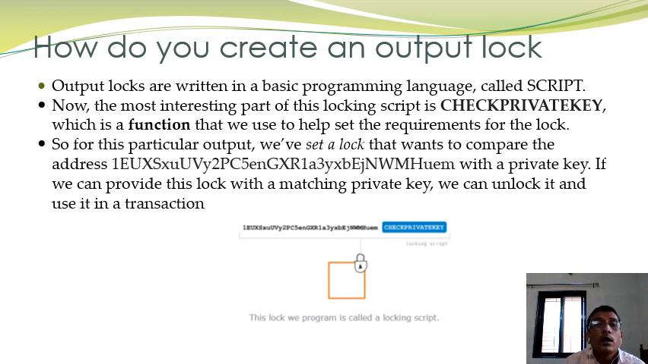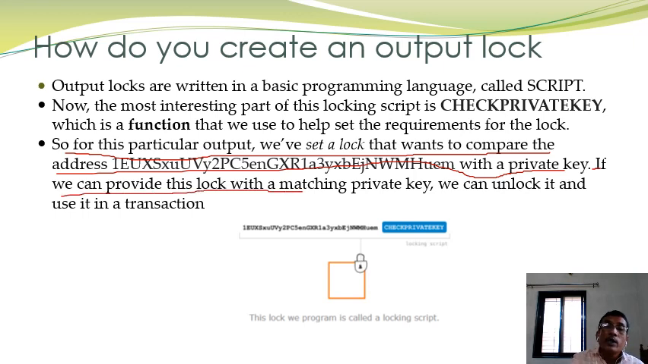So you can see, for this particular output we have set a lock that wants to compare the address with a private key. And if we can provide this, if we have the private key to unlock this transaction, that means if we have the mechanism to verify the digital signature, if we have the unlocking script, then we can unlock this output, and then this output can be utilized. These outputs can become an input for this current transaction.